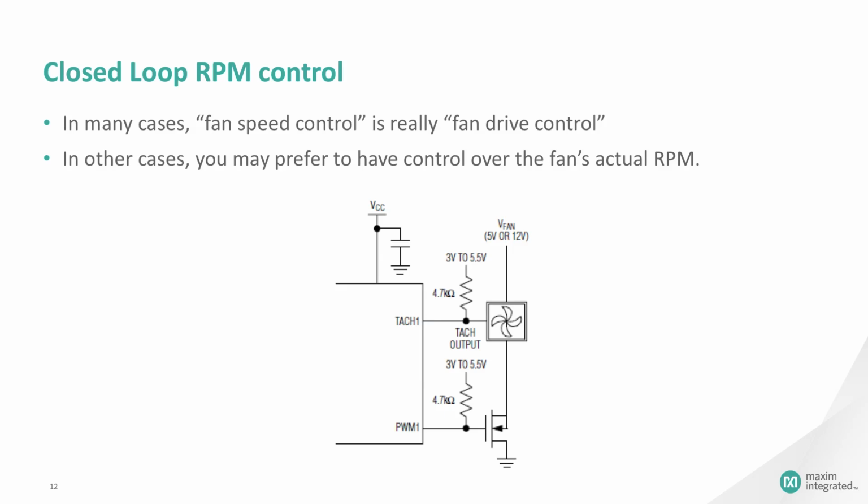In other cases, especially when acoustic noise levels or supply current are important, you may prefer to have control over the fan's actual RPM. When you can accurately monitor the tachometer, it becomes possible to control the fan's RPM by adjusting the drive level to produce the desired tachometer frequency, or period. Fan speed accuracy as good as plus or minus 1% can be achieved, depending on measurement resolution and clock accuracy. Closed-loop fan speed control is available in several of Maxim's fan controllers.